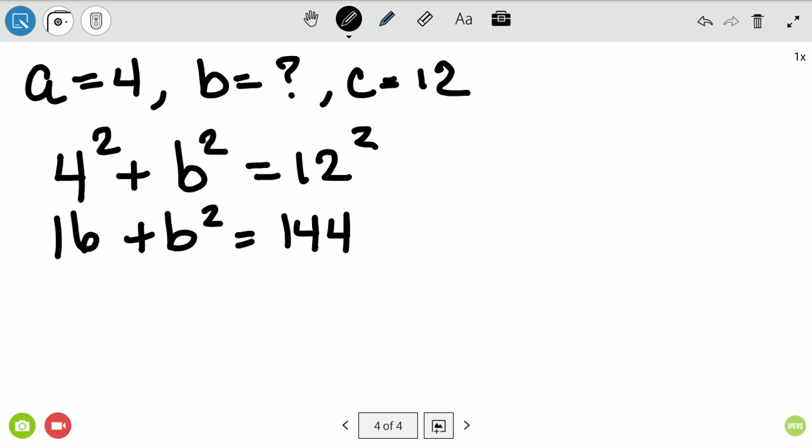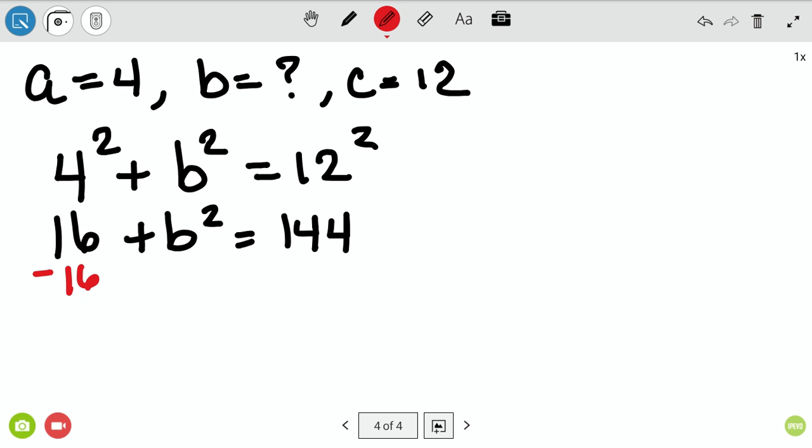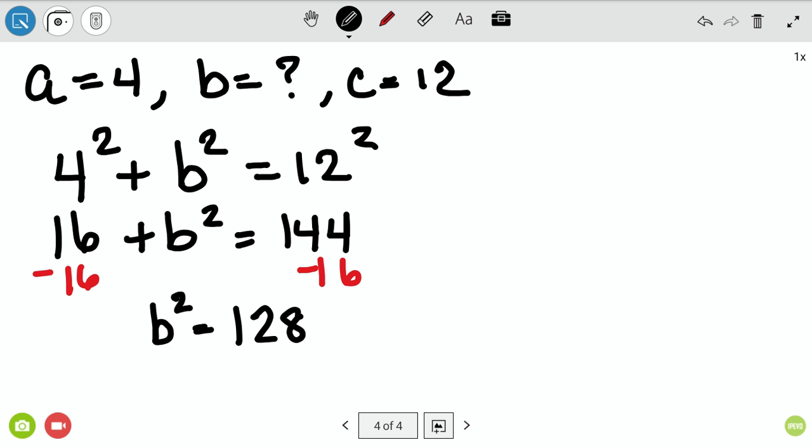Now this goes back to your basic knowledge of algebra. I need to get B by itself. There's a 16 over there that I need to move. And anytime I need to move it, I'm going to do the opposite. It's a positive 16, so I'm going to go minus 16 and minus 16. So I get B squared equals 128. All right, am I done? Nope, because I need to know what B equals. So I'm going to square root and square root. Remember, the square and the square root cancel each other out, leaving you your B all by itself, which is what you wanted.